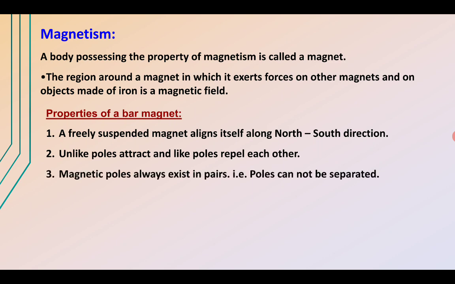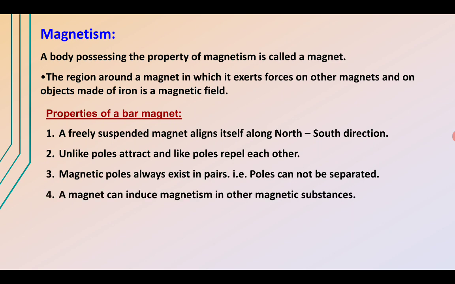After this, magnetic poles always exist in pairs. If we cut, crush or break a magnet, each and every piece of that broken magnet, or each granule of the powdered magnet, has two poles. One is a north pole, another is a south pole. So a magnet always exists as a dipole.